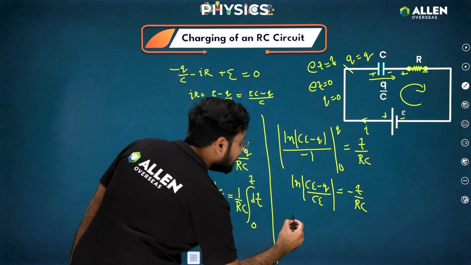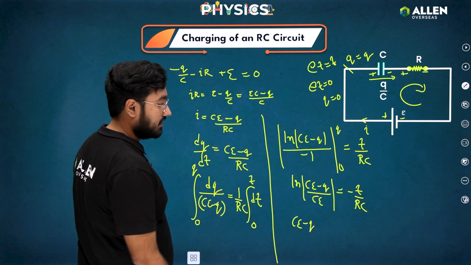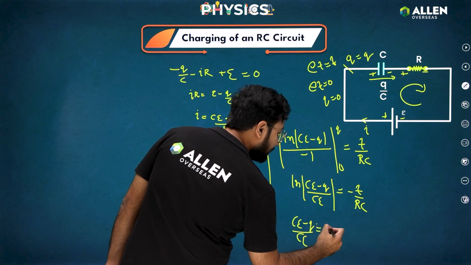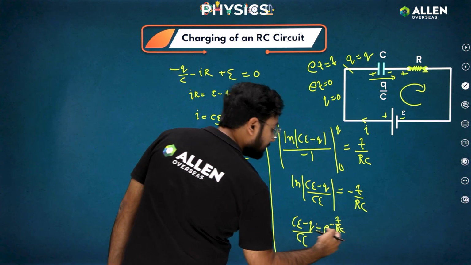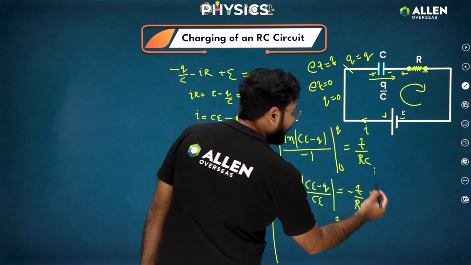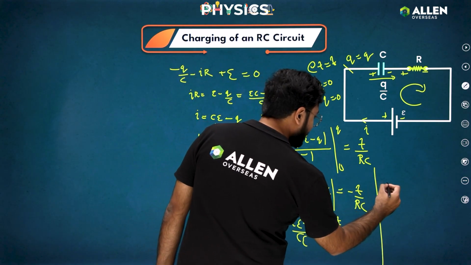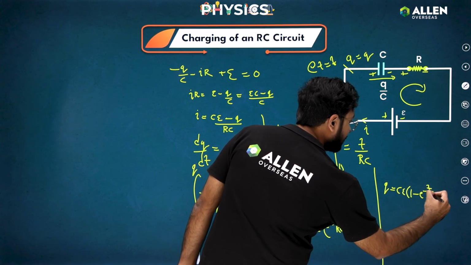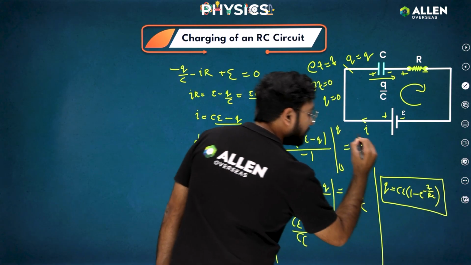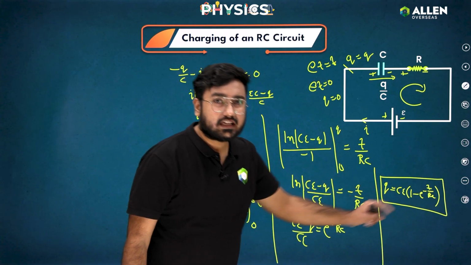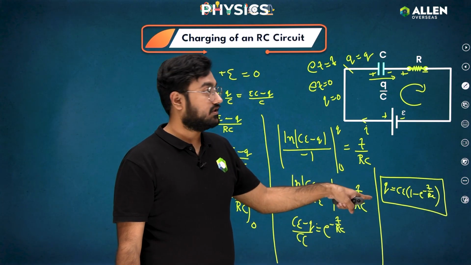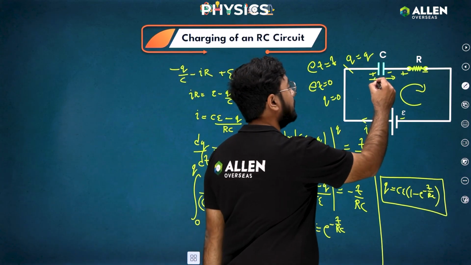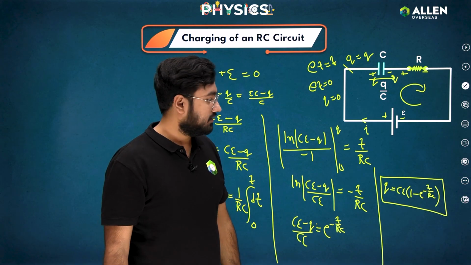No rocket science. So (CE minus Q) over CE is equal to e to the power of minus t by RC, the Euler's number. And at last, I can get Q as CE times (1 minus e to the power minus t by RC). So this is Q as a function of time. This equation will tell you how much the charge will be at any time t on the capacitor plate.